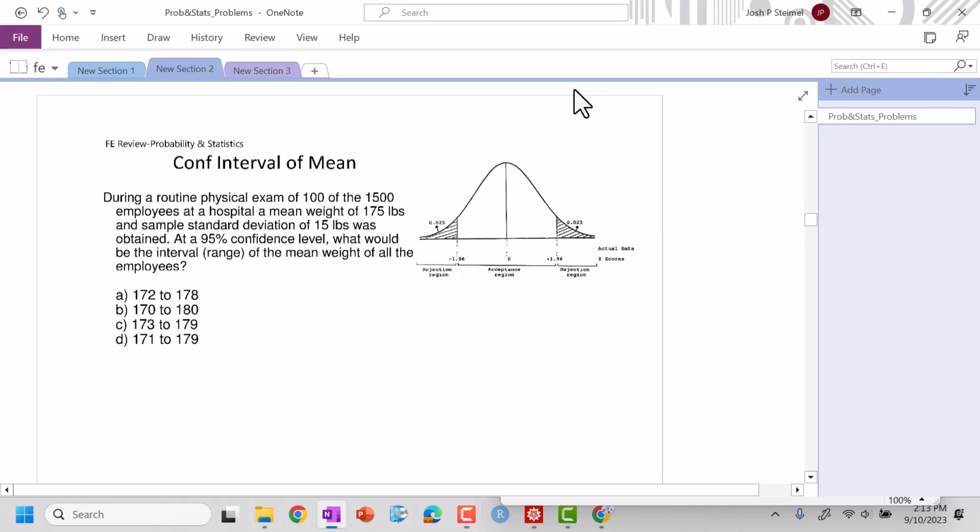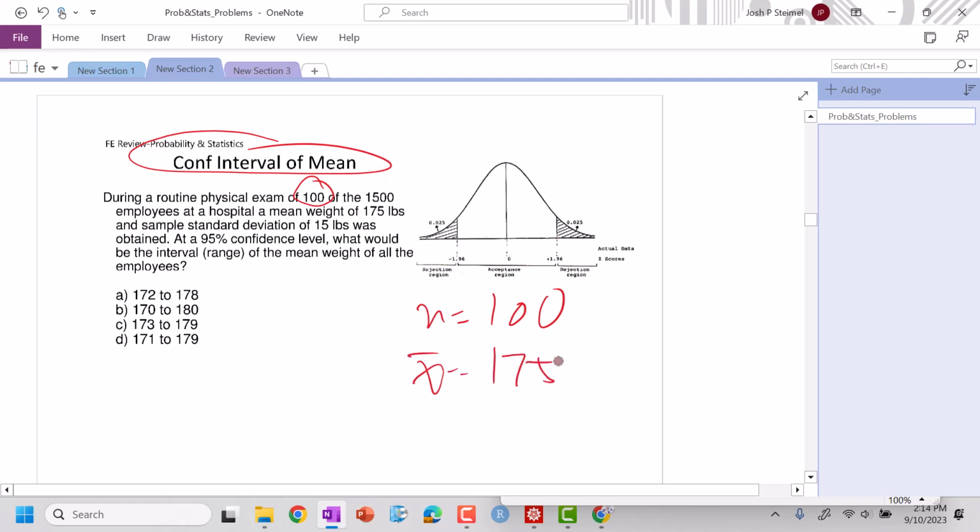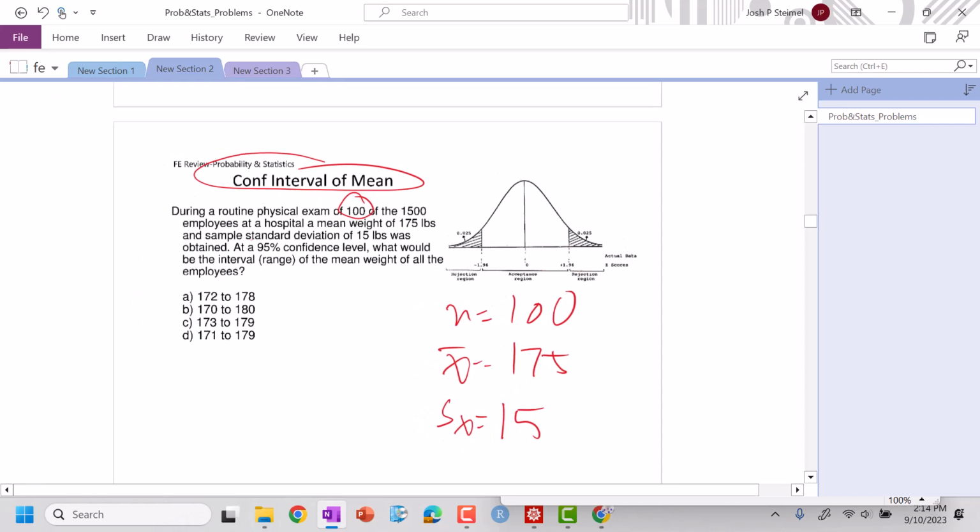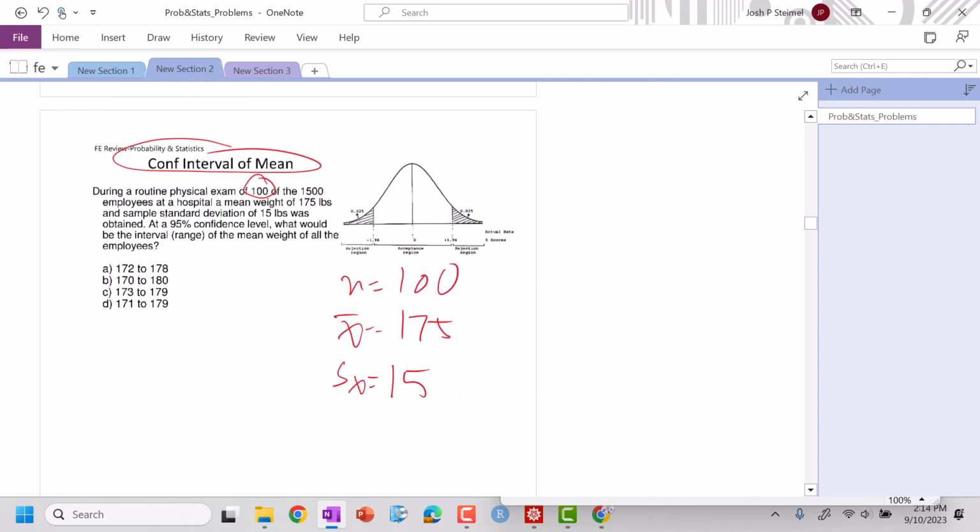So we have a problem with a confidence interval of a mean. During a routine physical exam, we sample n equals 100 of the 1,500 employees. We see a mean of 175 pounds and a sample standard deviation of 15 pounds. Basically, what is the 95% confidence interval?